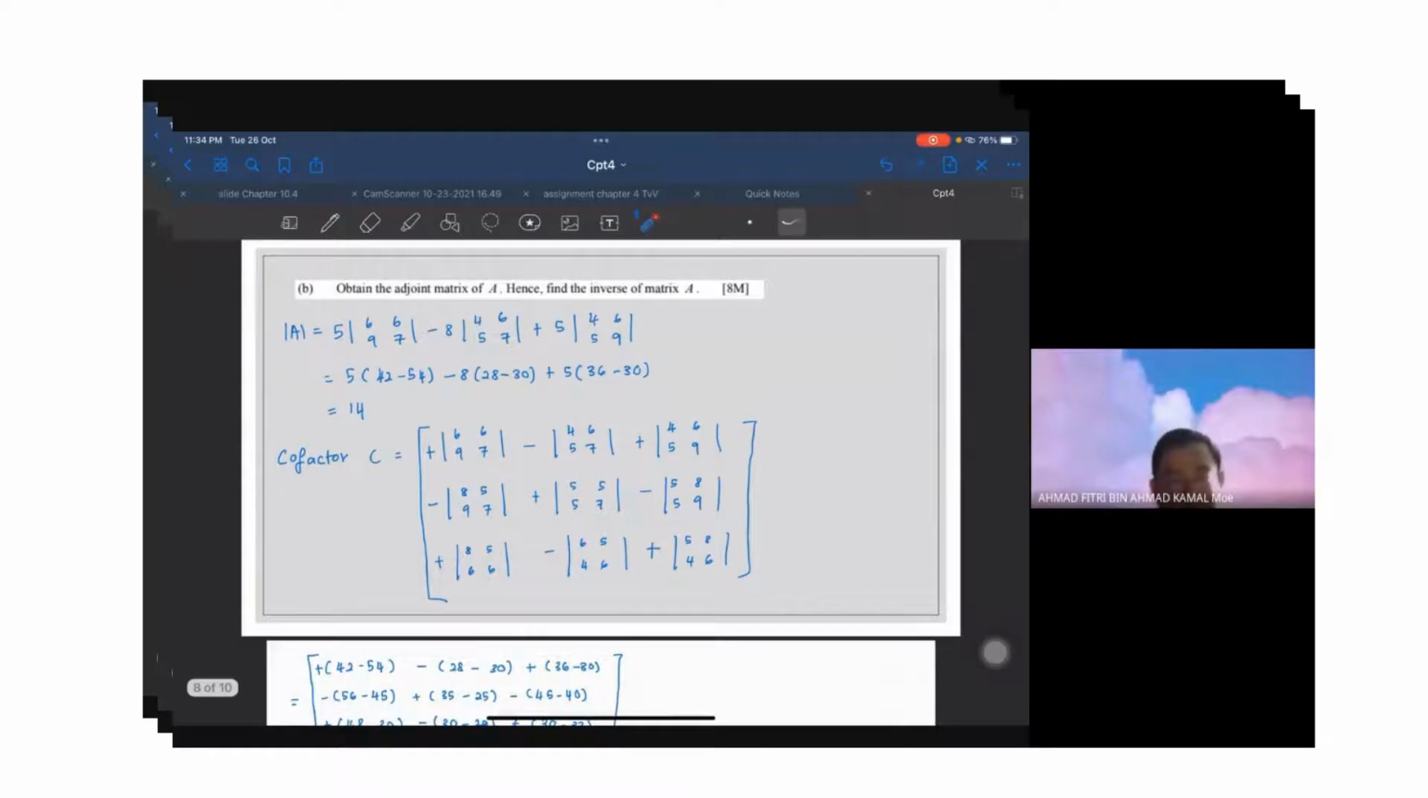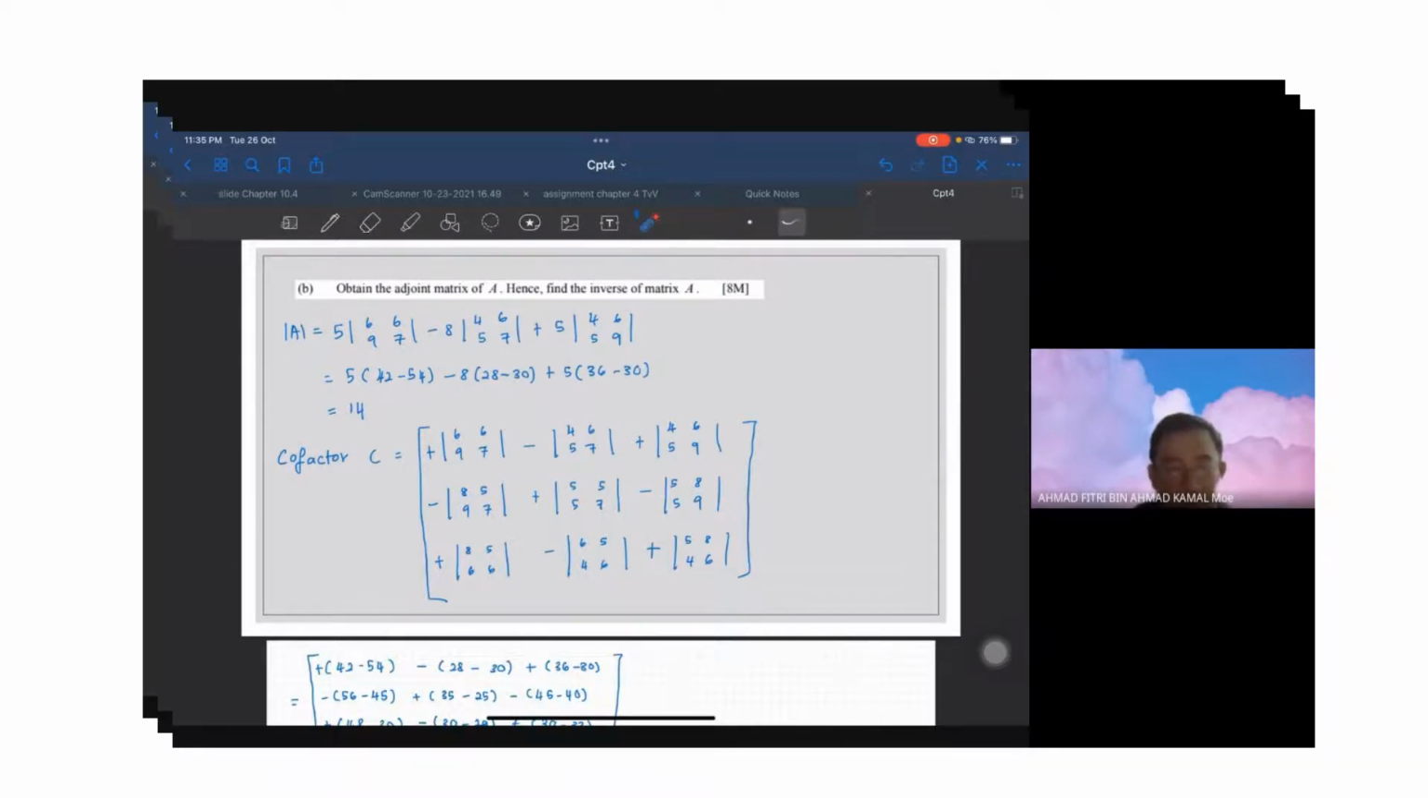Question B: obtain the adjoint matrix of A, hence find the inverse of matrix A. First, we find the determinant of A. By using the first row as the subject, we use the formula for the determinant of A. Thus, we got the answer for determinant A equals 14.